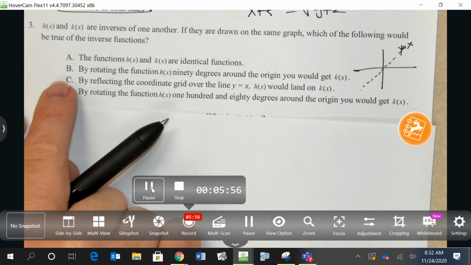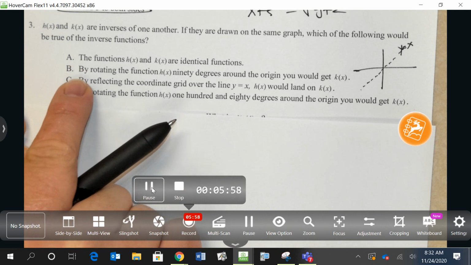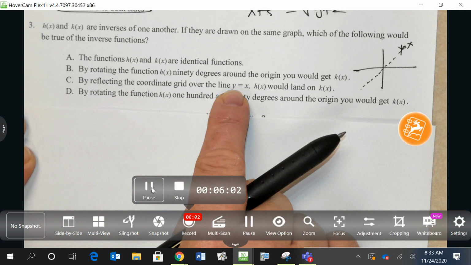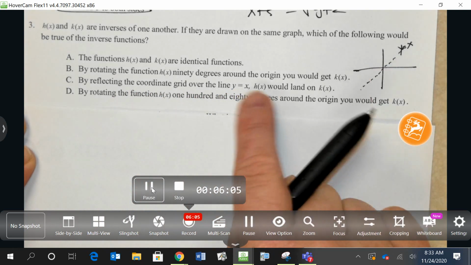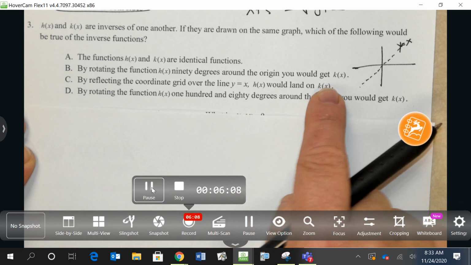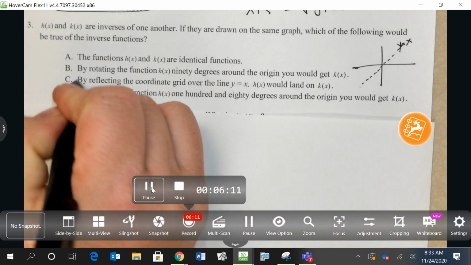So let's just glance through these. By reflecting the coordinate grid over the line x equals y, we know that one function will land on the other. That means if we fold along this line, they would lie on top of each other, they would be equal. Correct answer is.